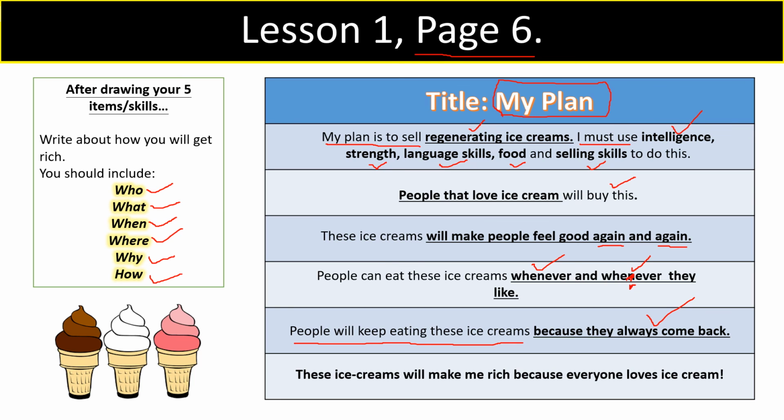So boys and girls, this is what I want you to try to do today. On page number 6 in your module books, you need to draw 5 items or skills. After that, you take the items and skills and you include that in your introductory sentence. After that, you need to answer who, what, when, where, why, and how. And then when you're finished, you can bring your books to school and the teacher will check to make sure that you did good writing.